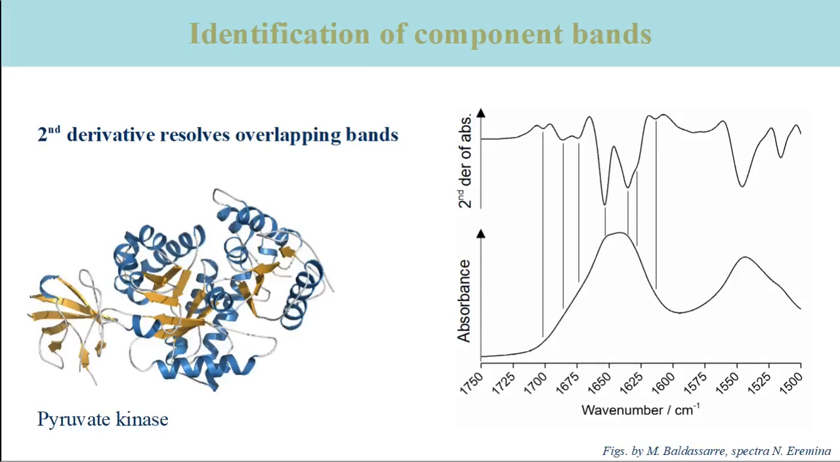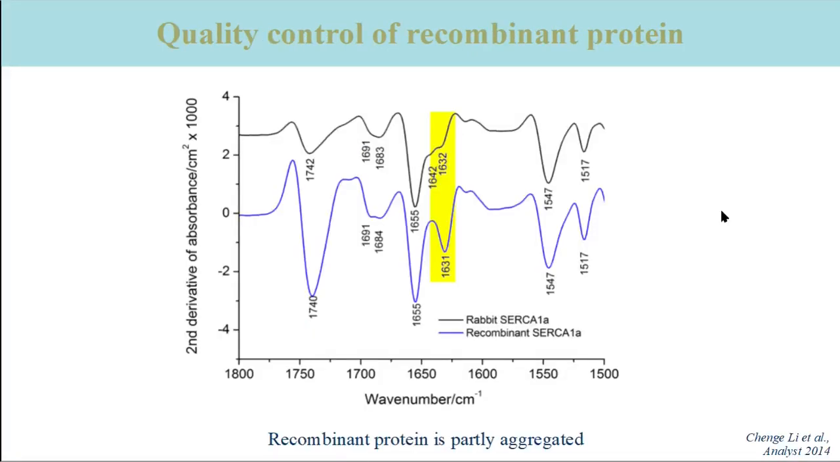The slide shows the infrared absorbance spectrum of pyruvate kinase as an example. The absorbance spectrum on the bottom is rather featureless. In the second derivative spectrum on the top, the component bands are more obvious. Spectral positions of the minima correspond to the spectral positions of the component bands in the absorbance spectrum. These positions are indicated by the vertical lines in the figure. With this knowledge, we can now look at further applications.